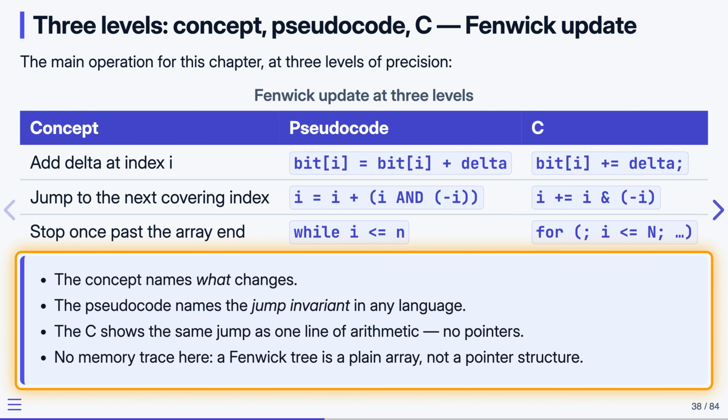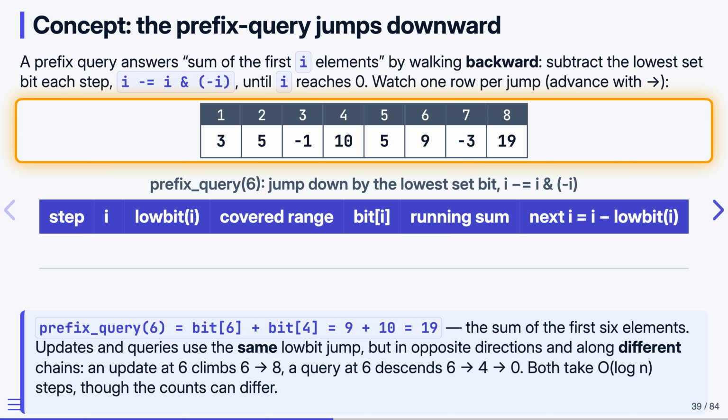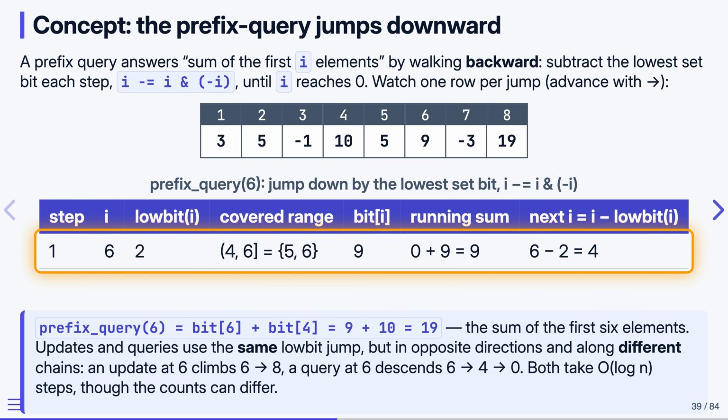The update jumps upward. The prefix query jumps the other way, downward. A prefix query asks for the sum of the first I elements. Each row of this table is one jump. Say we want the sum of the first 6 elements. We start at I equals 6. We read bit at 6, which is 9, and add it to a running sum, giving 9.